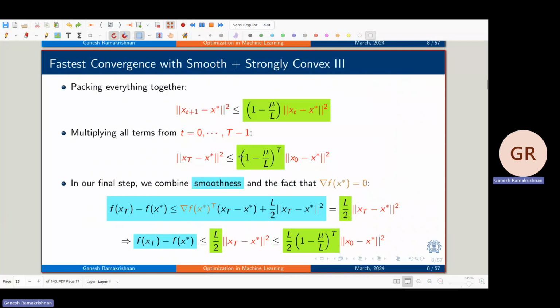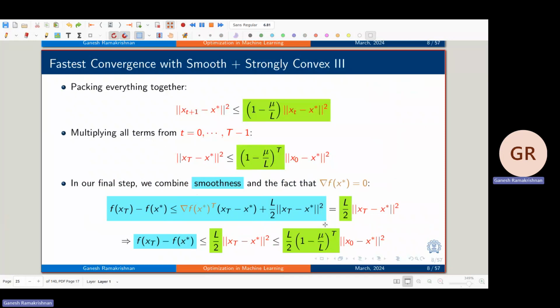So what we do is we'll use smoothness and the fact that the gradient of f at x star is 0. So what have we done? We use the same smoothness property, with xt and x star, and the gradient is evaluated at x star, which will go to 0. So f of xt minus f of x star is less than or equal to L by 2 times the norm of xt minus x star squared, by smoothness. Smoothness gives you an upper bound in terms of xt minus x star. Strong convexity gives you a lower bound. So we are using the upper bound here.